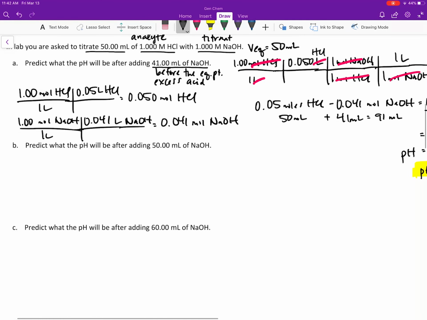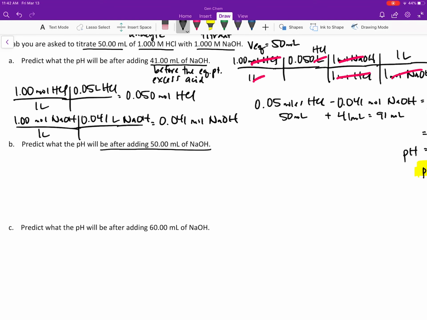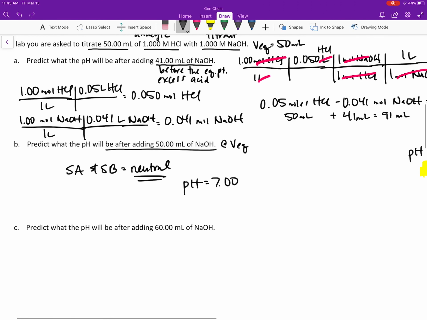Now this says predict what the pH will be after adding 50 milliliters of NaOH. This is the volume of the equivalence point, and because it's a strong acid and a strong base, the equivalence point is neutral, which would be a pH of 7.00.